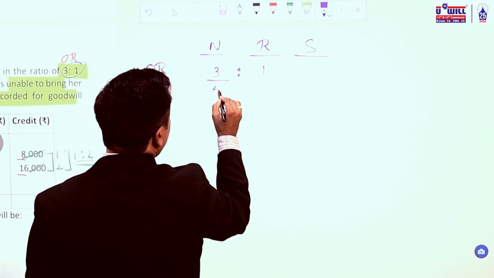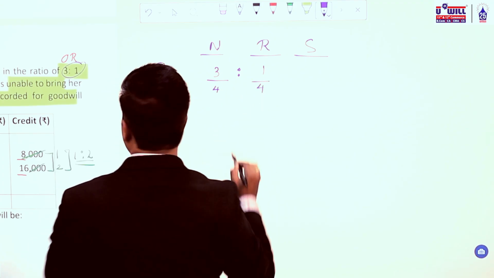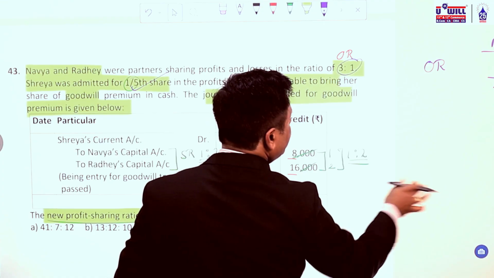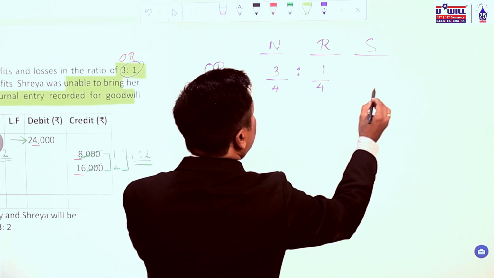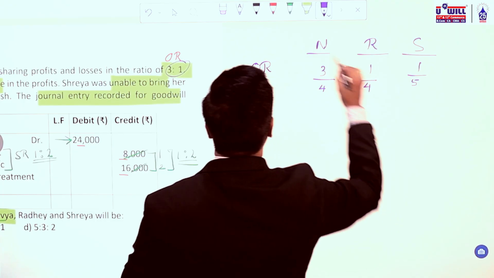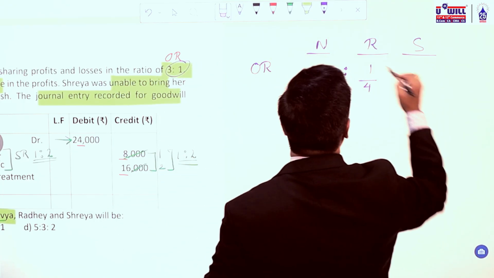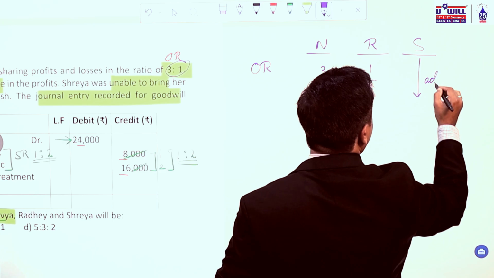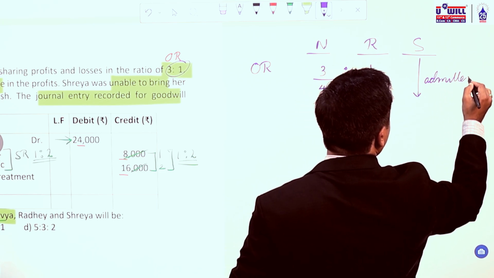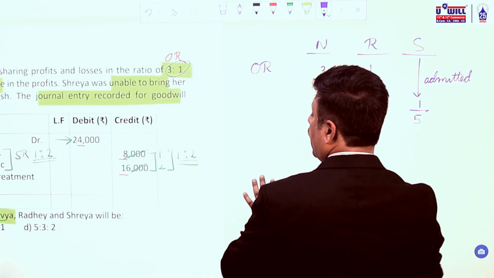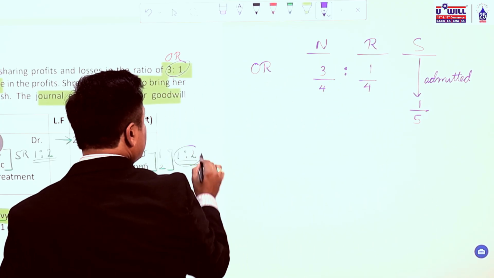3 plus 1, 4. 3/4, 1/4. Shreya is admitted for 1/5 share. Okay, write it here. Shreya is admitted for 1/5 share.